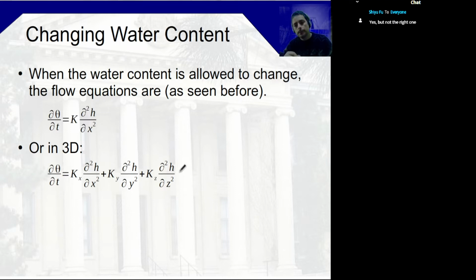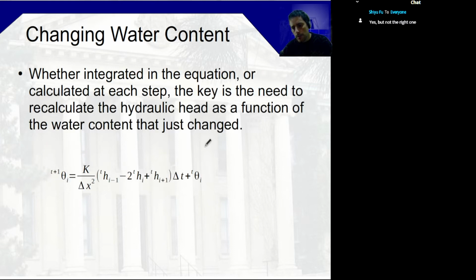and you're trading elevation head for pressure head. Okay? And the hydraulic head is the sum of pressure head plus elevation head. So it does change the formulation a little bit when you express it in terms of pore water pressure.